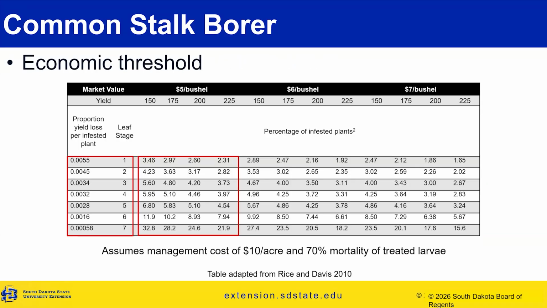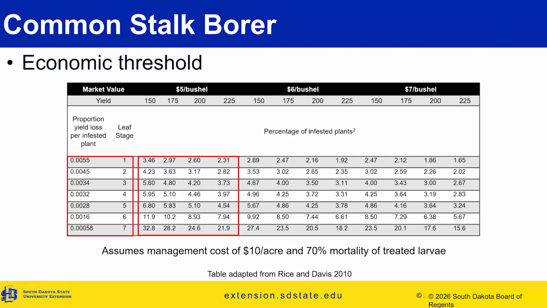Now, the economic thresholds for these, you can see this is a little outdated based on the current price of corn, but in 2010 they put together this table, and it's still somewhat relevant just because it gives you an idea that it isn't always going to be feasible to manage these. You need to really have a severe issue.